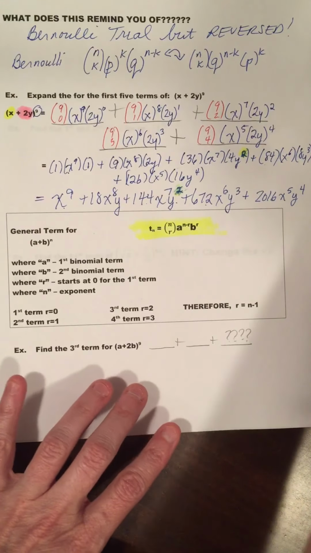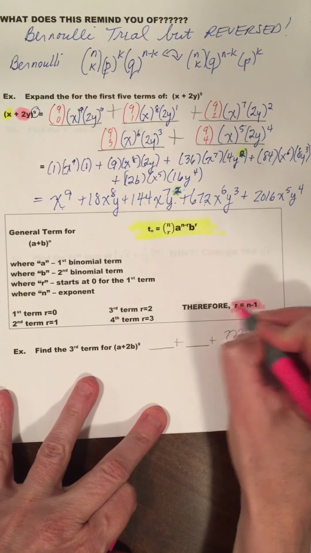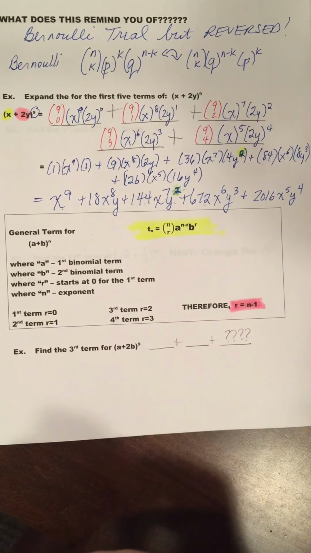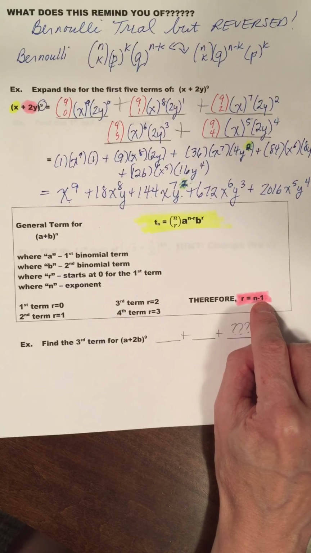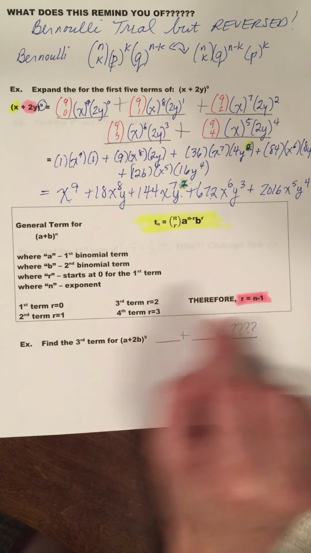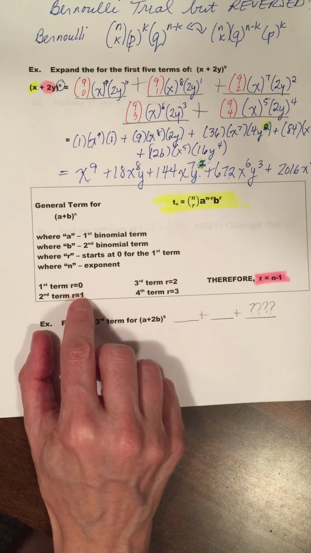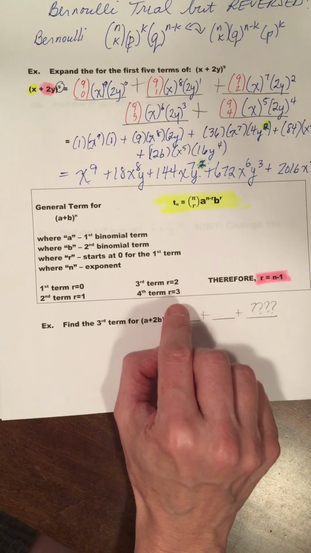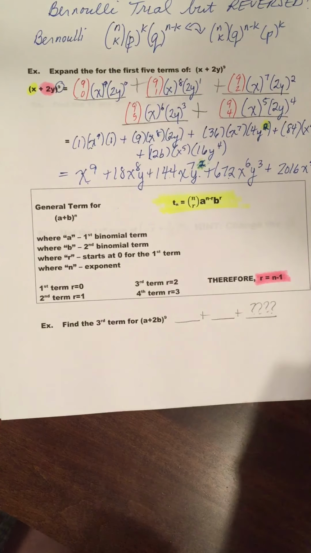Okay, now hold on. What do I mean by that? Your R is your term number minus 1. So for your first term, your R is 0. For your second term, your R is 1. For your third term, your R is 2. For your fourth term, your R is 3, and so on.